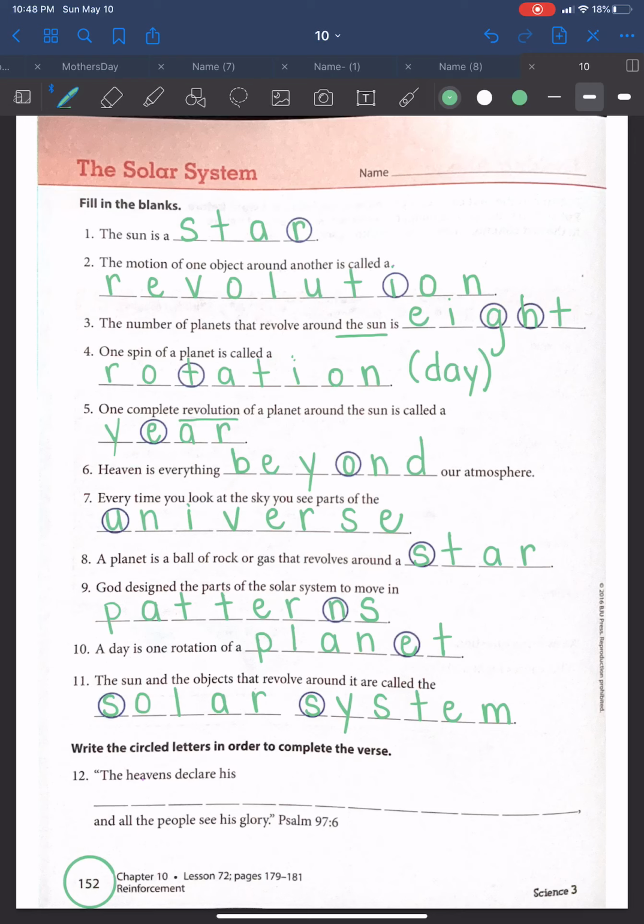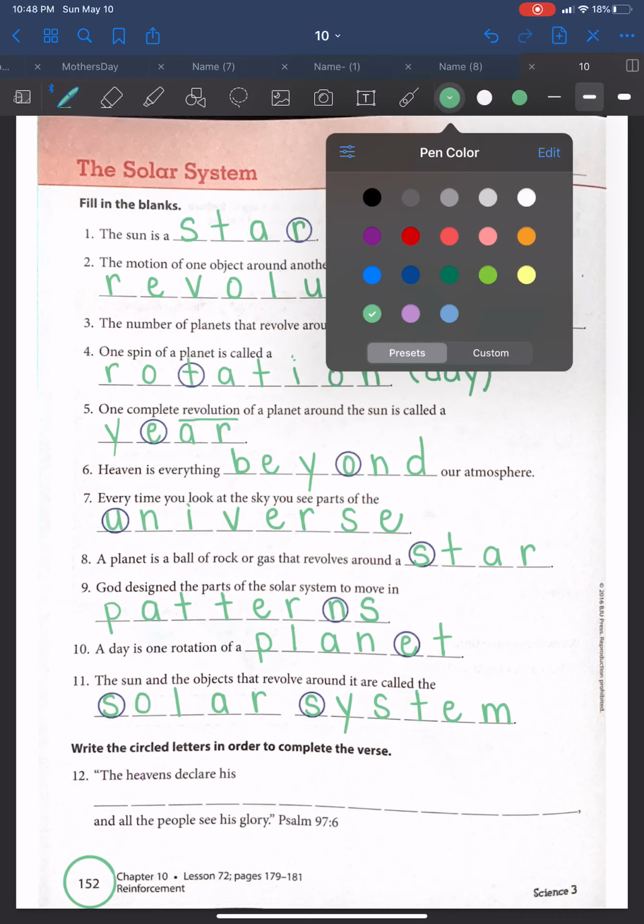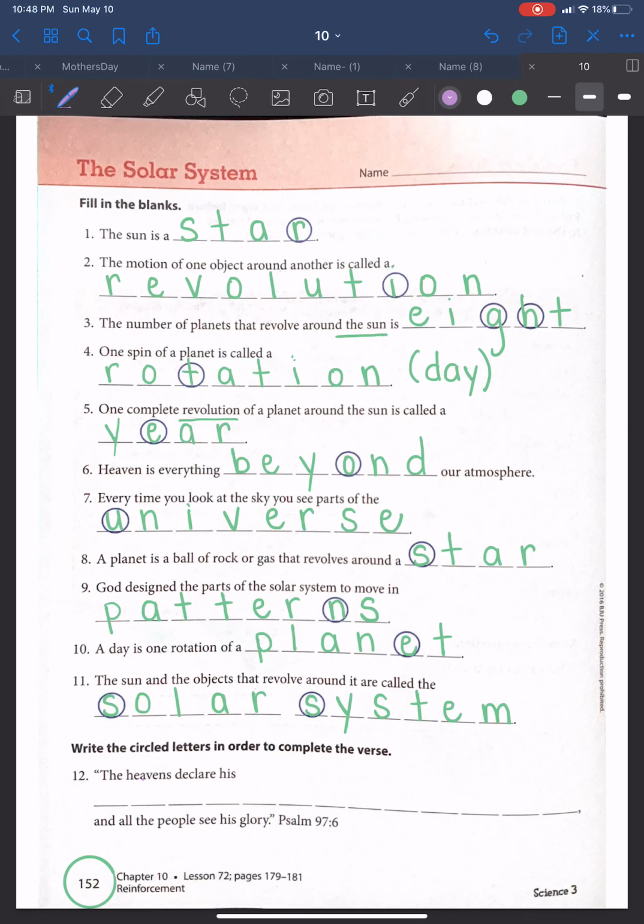All right, now you can do this part on your own. I'm going to go ahead and let you do it on your own. But all you have to do is circle the circled letters. You rewrite them in the right order. So you have R, I, G, H, T, E, O, U, S, N, E, S, S. Great job.